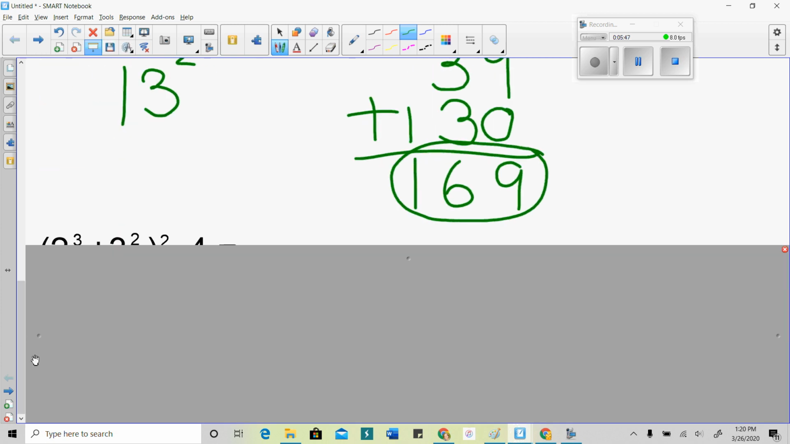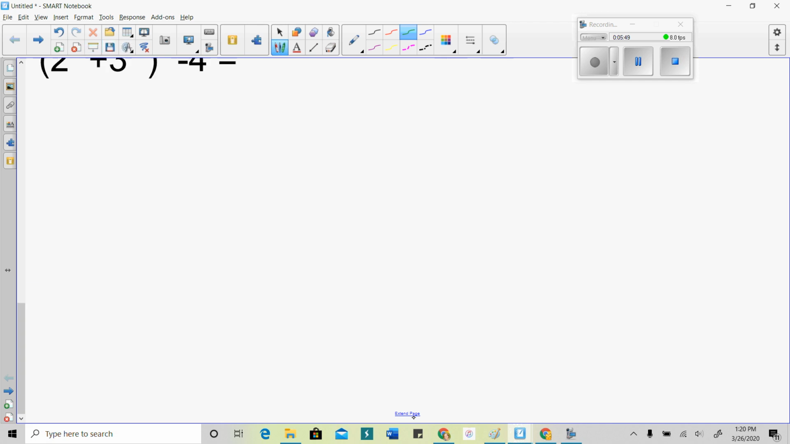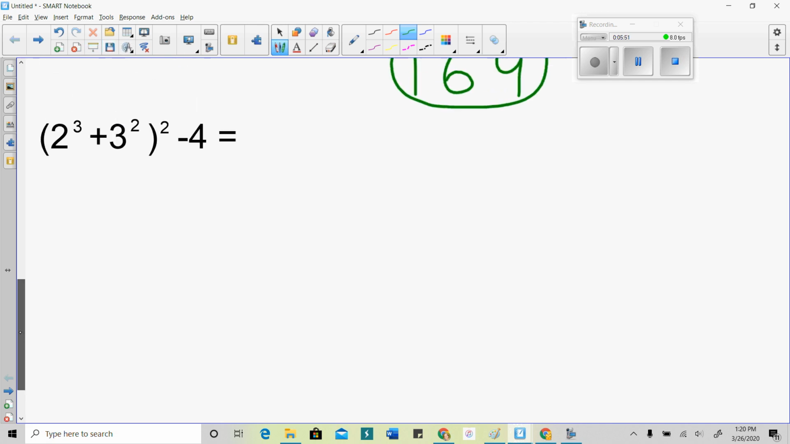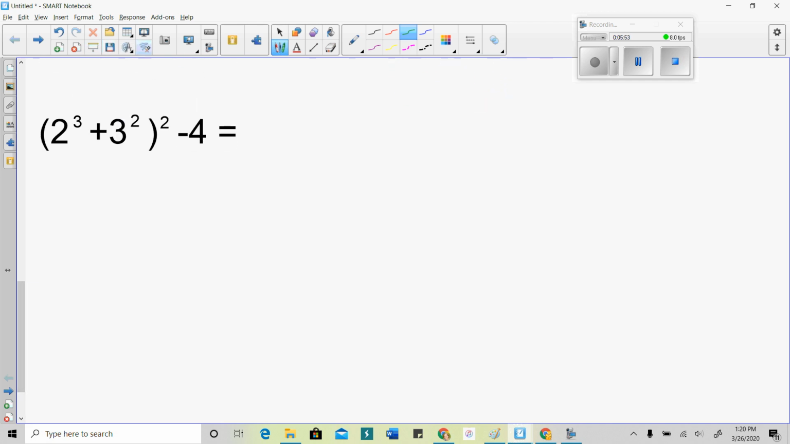So we're going to try just one last problem here and see how you do. So this one is the exponent doozy here. So do I have parentheses? Yes, I do. And inside the parentheses, I actually have 3 different things to do. I have 3 choices. I have the choice of an exponent, adding, or another exponent.